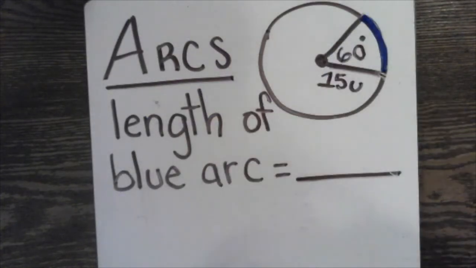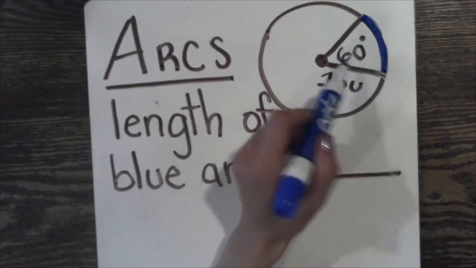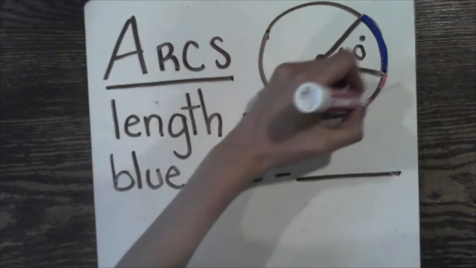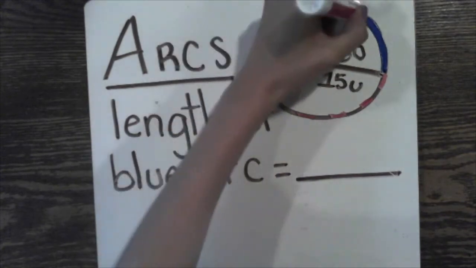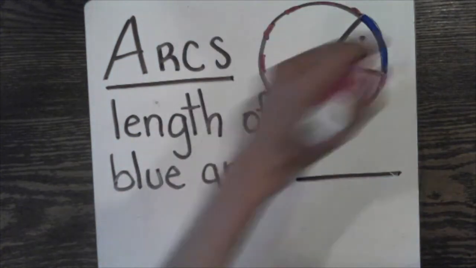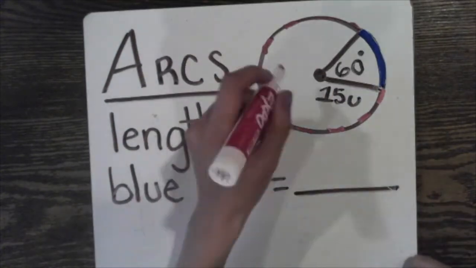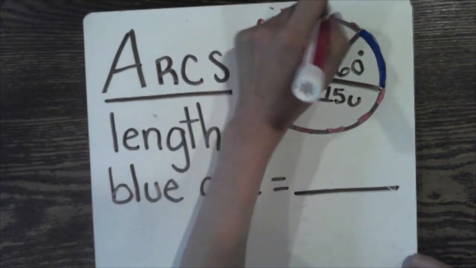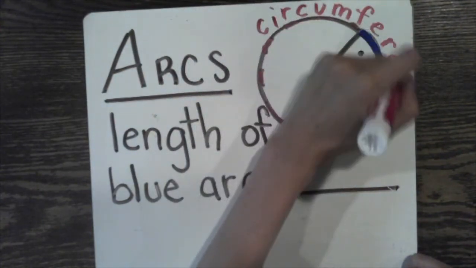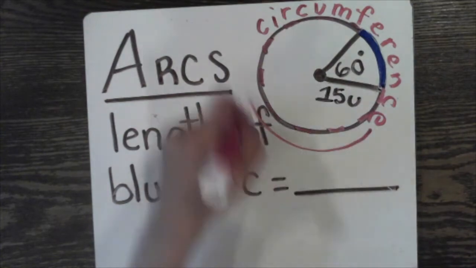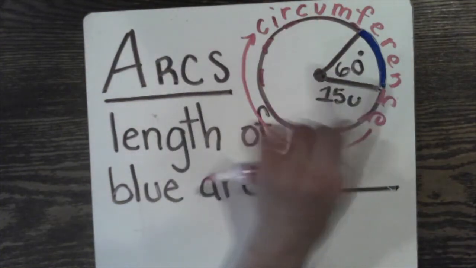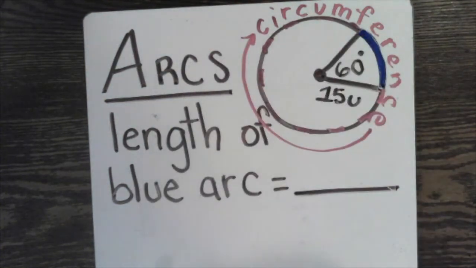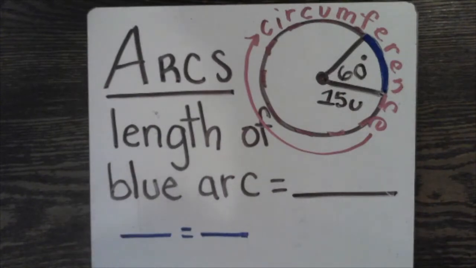Let's talk about arcs now. Arcs are sort of like sectors. Sectors are the area, whereas arcs are the perimeter. They are the outside of the circle. Let's think of the circumference and its formula rather than the area and its formula. We're thinking about the outside. To find the outside, we're going to do the same process. We are going to create a proportion, and we're going to say we have 60 degrees out of 360 total.